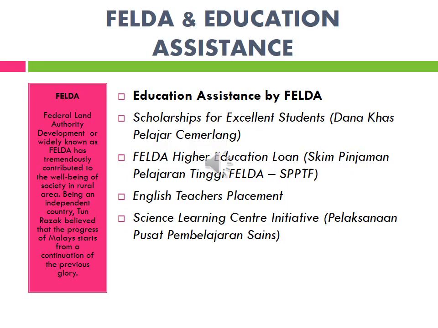FELDA and education assistance. Students in rural areas, especially in FELDA areas, constantly receive education assistance in terms of scholarships, loans, and English teacher placements, and also science learning center initiatives. And these are the initiatives that have been taken by the government to improve the education of FELDA students.